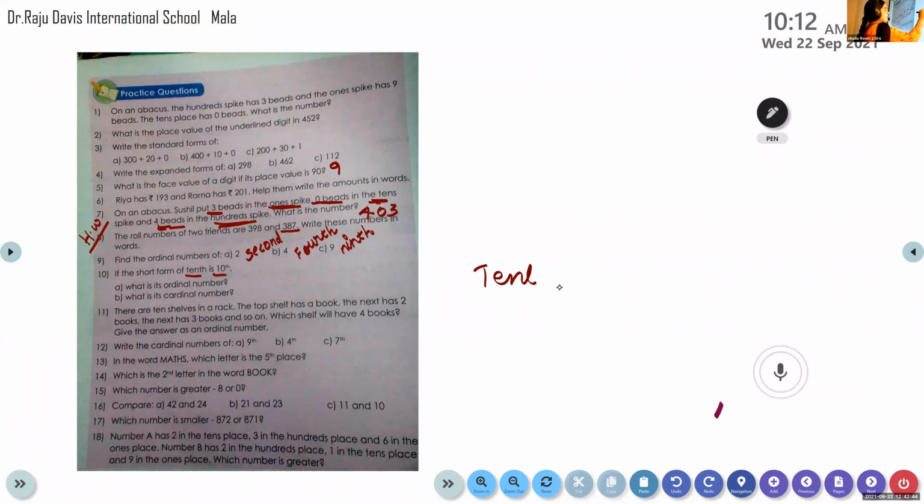And what is the cardinal number for that? What is the cardinal number for 10th? 10, T-E-N. In the bracket, you can write 10. Cardinal number means counting number.